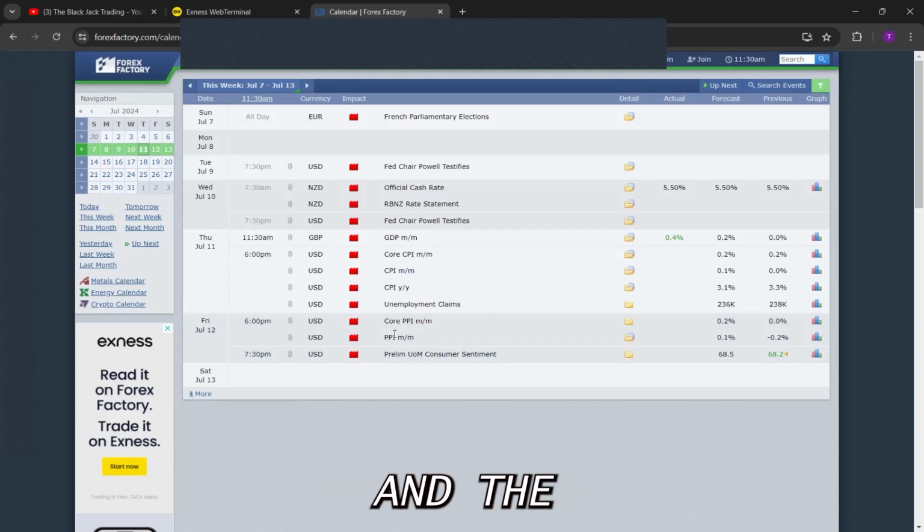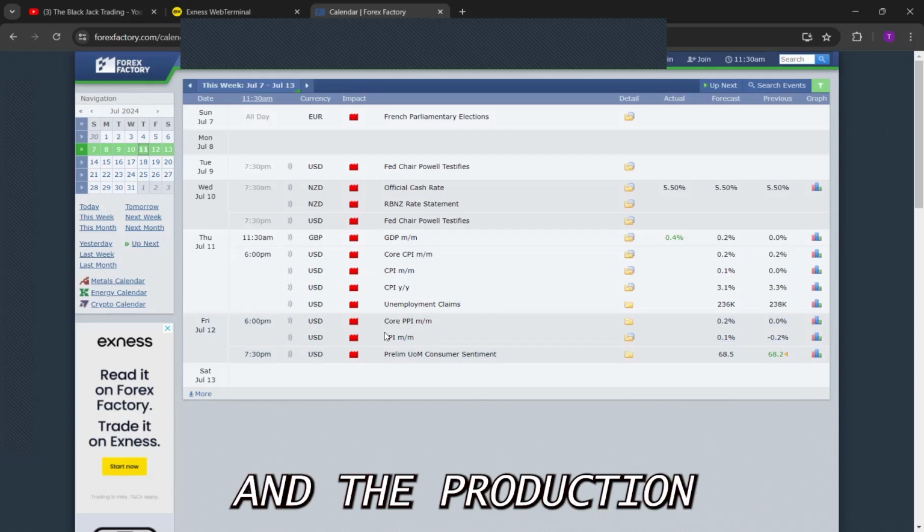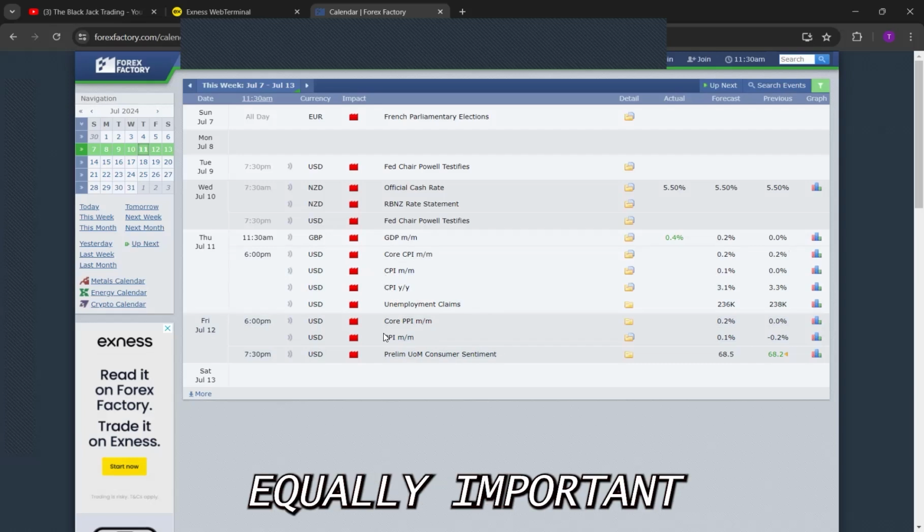So CPI and the PPI, the consumer price inflation index and the production price inflation index, are both equally important in the market.